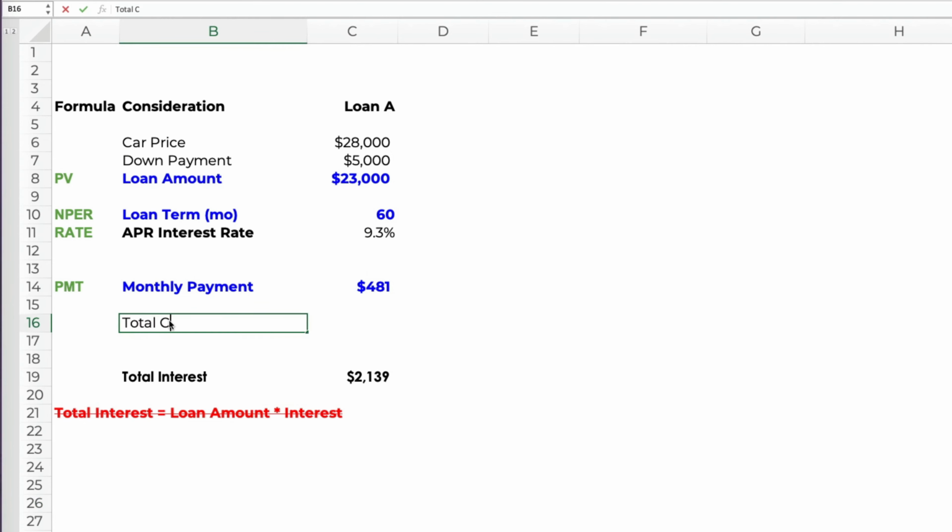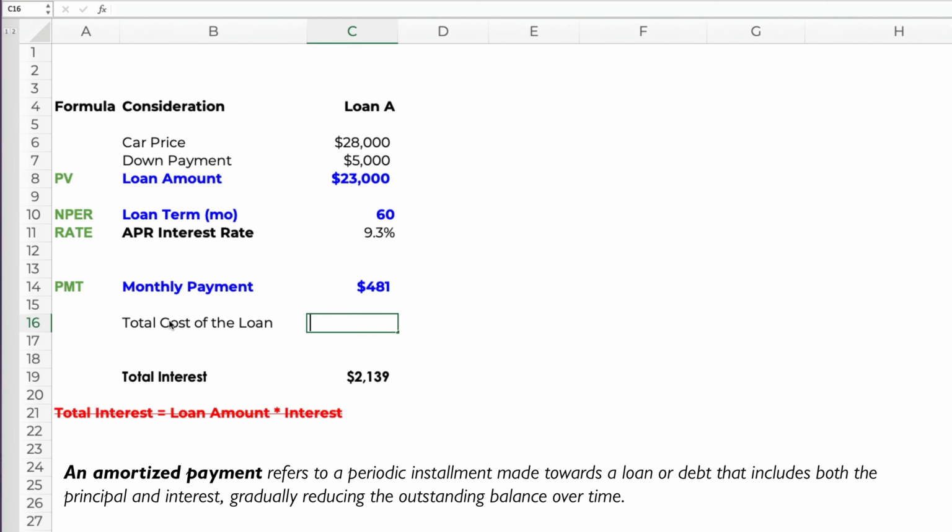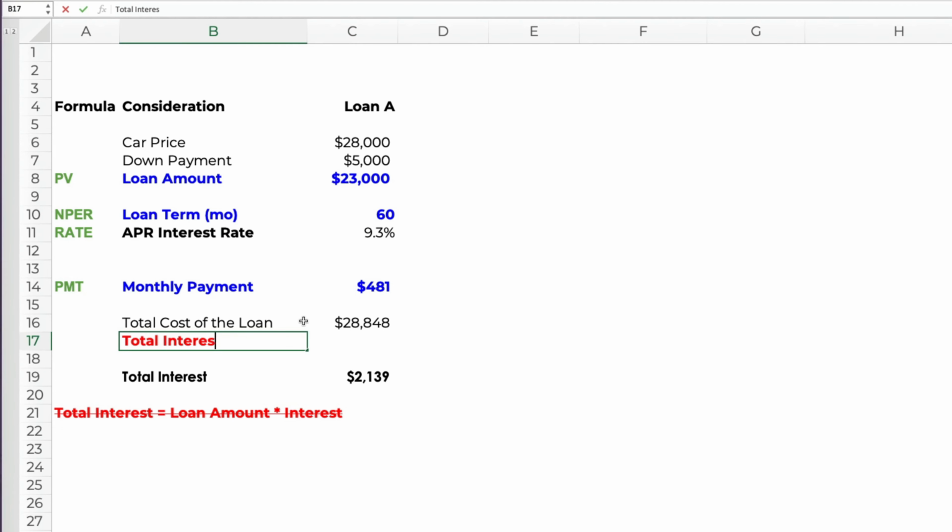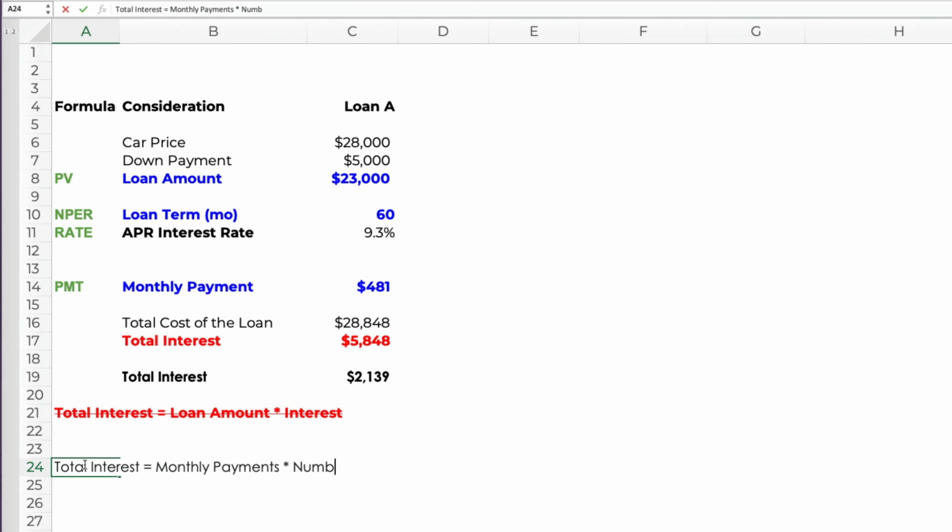You have to take into consideration not only the number of years you have the loan for, but also the amortized monthly payments. Meaning you take the monthly payment, multiply by the loan term, and subtract the original borrowed amount of $23,000. So the total interest is really the monthly payment times the number of months, minus the principal loan amount.